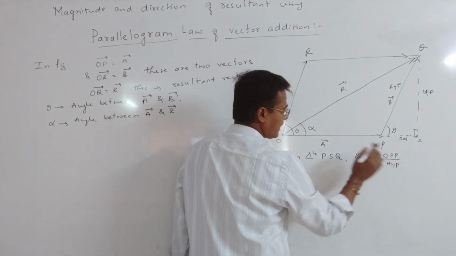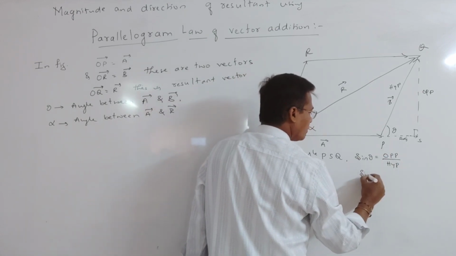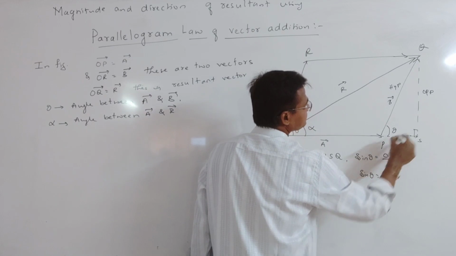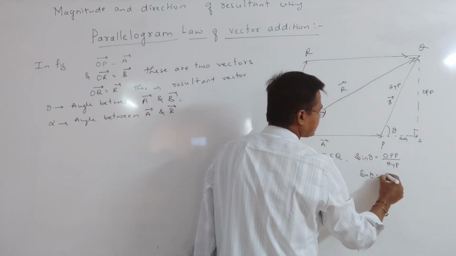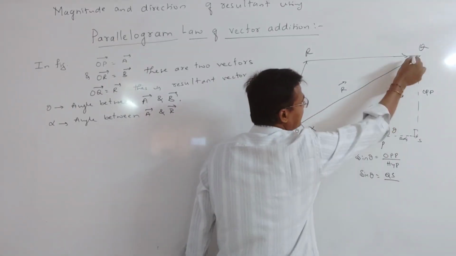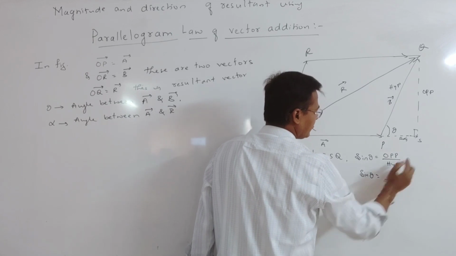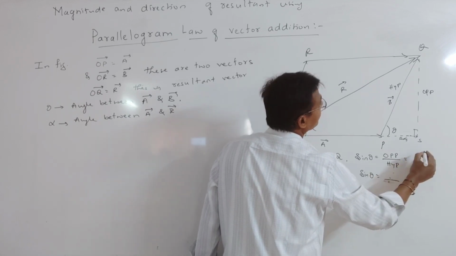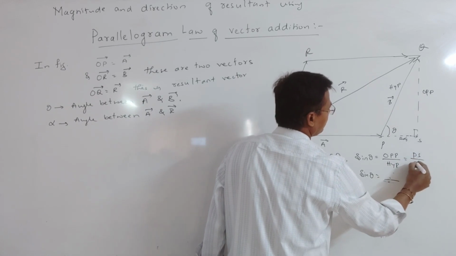So opposite by hypotenuse means we can write sin theta equals opposite, which is QS, divided by PS. So hypotenuse is PQ. So better I should write down here only. So this is PS divided by PQ.